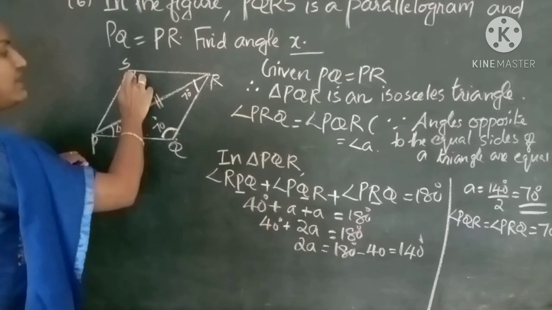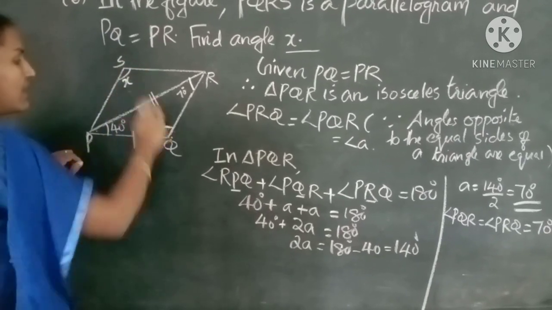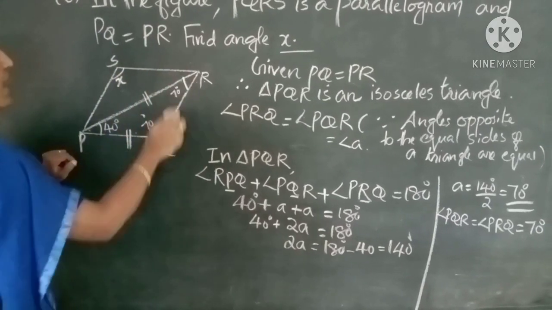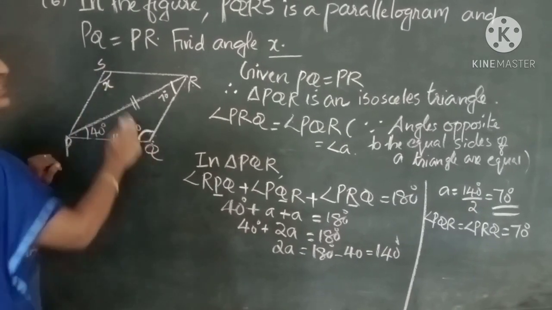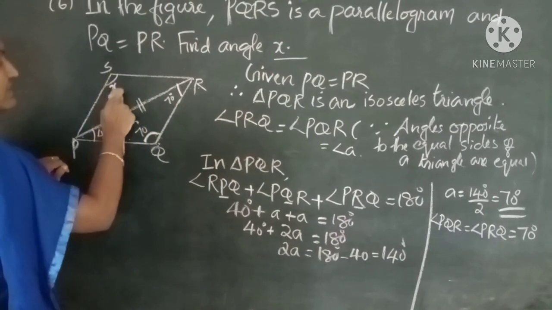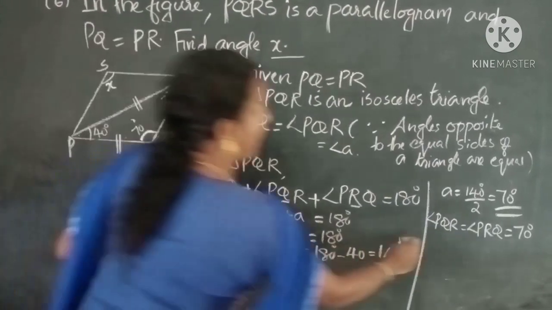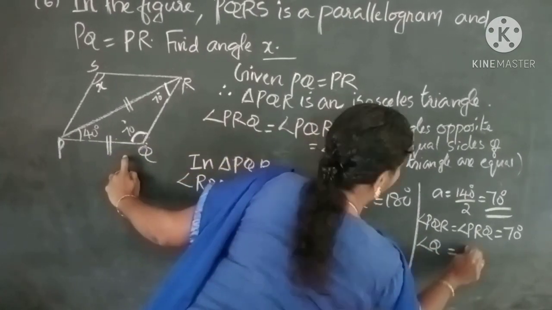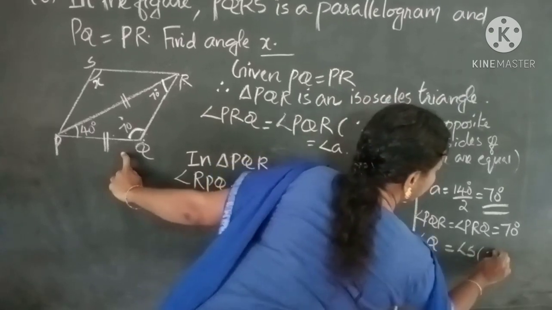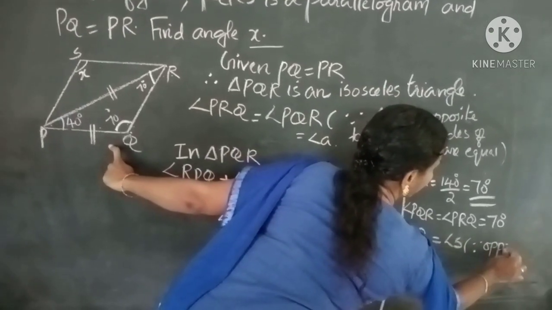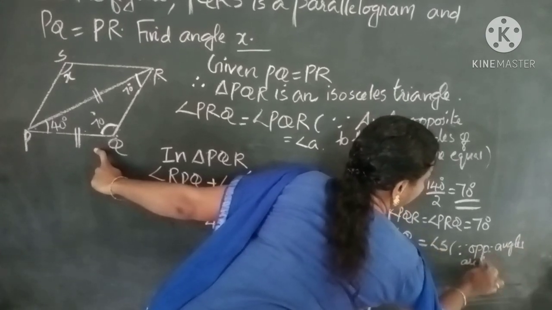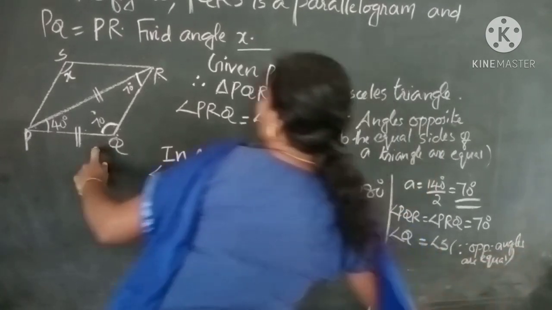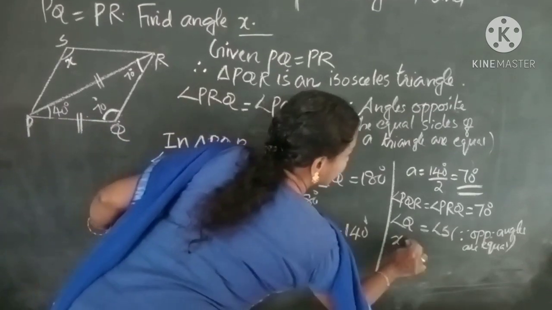Now we have to find the value of x. In parallelogram PQRS, Q and S are opposite angles. They are equal. So angle Q is equal to angle S, since opposite angles are equal. So x is equal to 70 degrees.